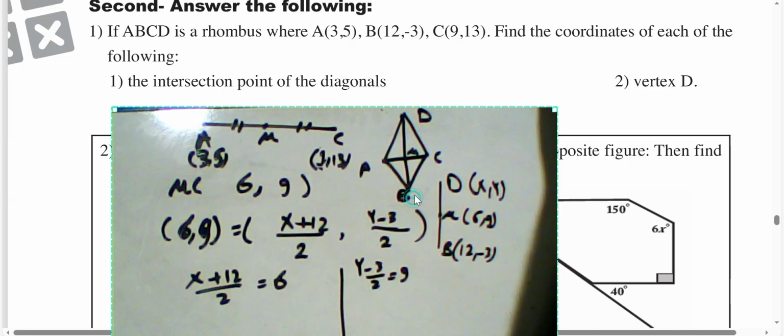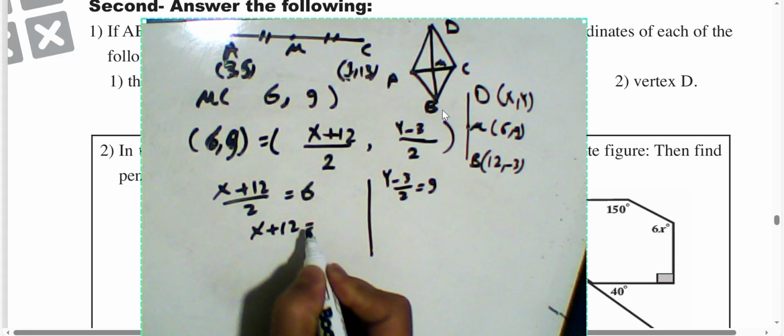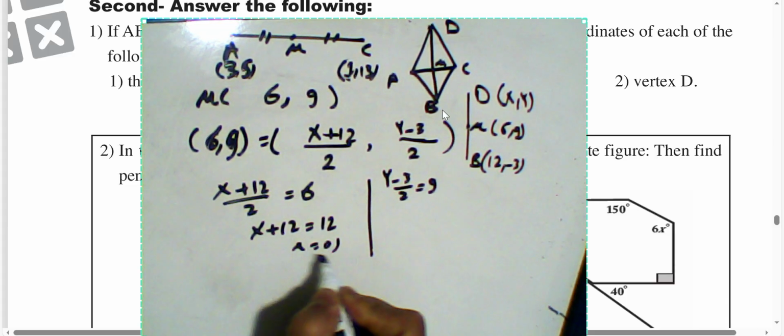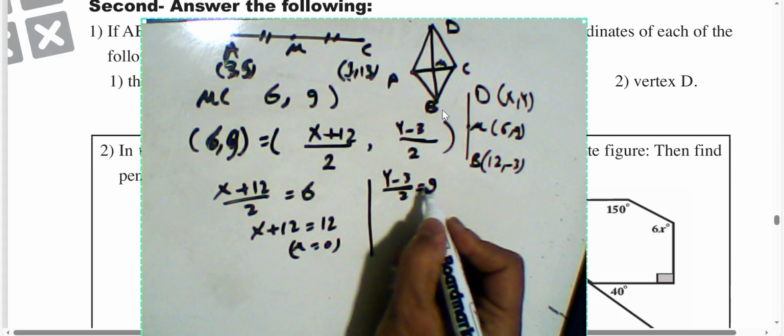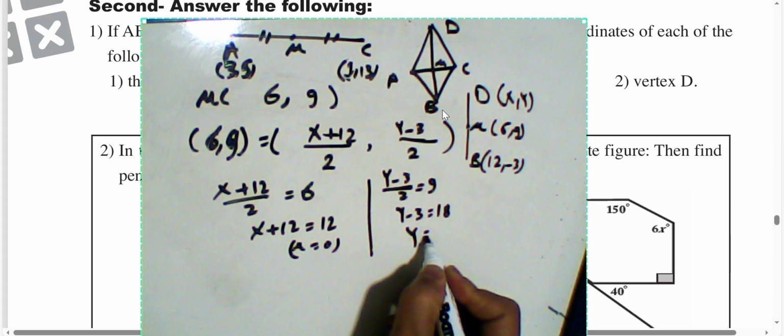You can complete here. 2 times 6 is 12. Then X plus 12 equals 12. Then the value of X equals 0. And Y minus 3 over 2 equals 9. Then Y minus 3 equals 18, then Y will be 21.